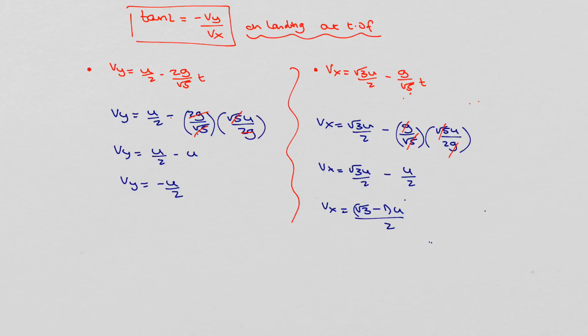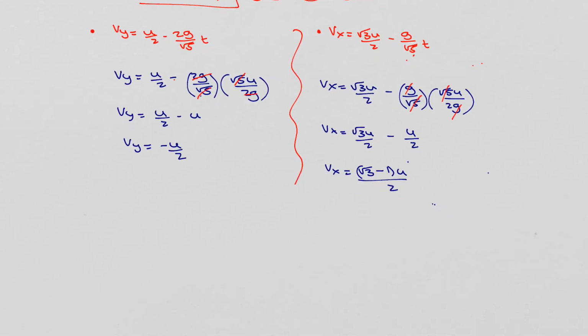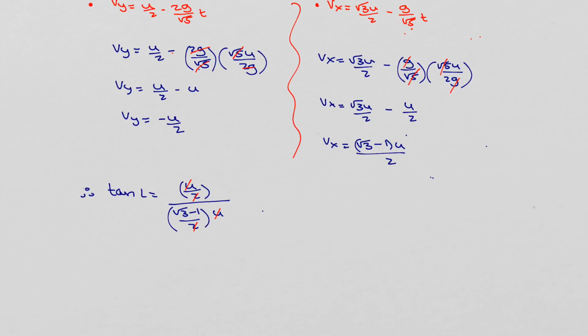Then if I sub that into my landing angle, tan of the landing angle is equal to minus Vy. So minus U over 2 is just going to become U over 2, divided by root 3 minus 1 over 2 times U. If I turn that upside down and multiply, my 2's are going to cancel and my U's are going to cancel. In other words, U goes into U once and 2 goes into 2 once. And what does that leave us with? Tan of the landing angle is equal to 1 over root 3 minus 1.